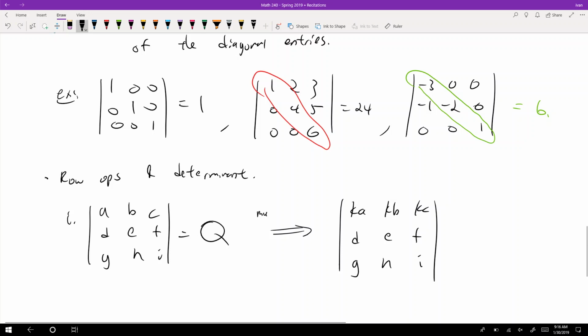Scalar multiply a row by K. If I know that A, B, C, D, E, F, G, H, I has determinant Q, what should be the determinant of this resulting matrix with a scalar multiple of K? Yeah, exactly. It's going to be K times the original determinant, which is Q. So I've multiplied one of the rows by K, and the entire determinant of the matrix changes by a factor of K.